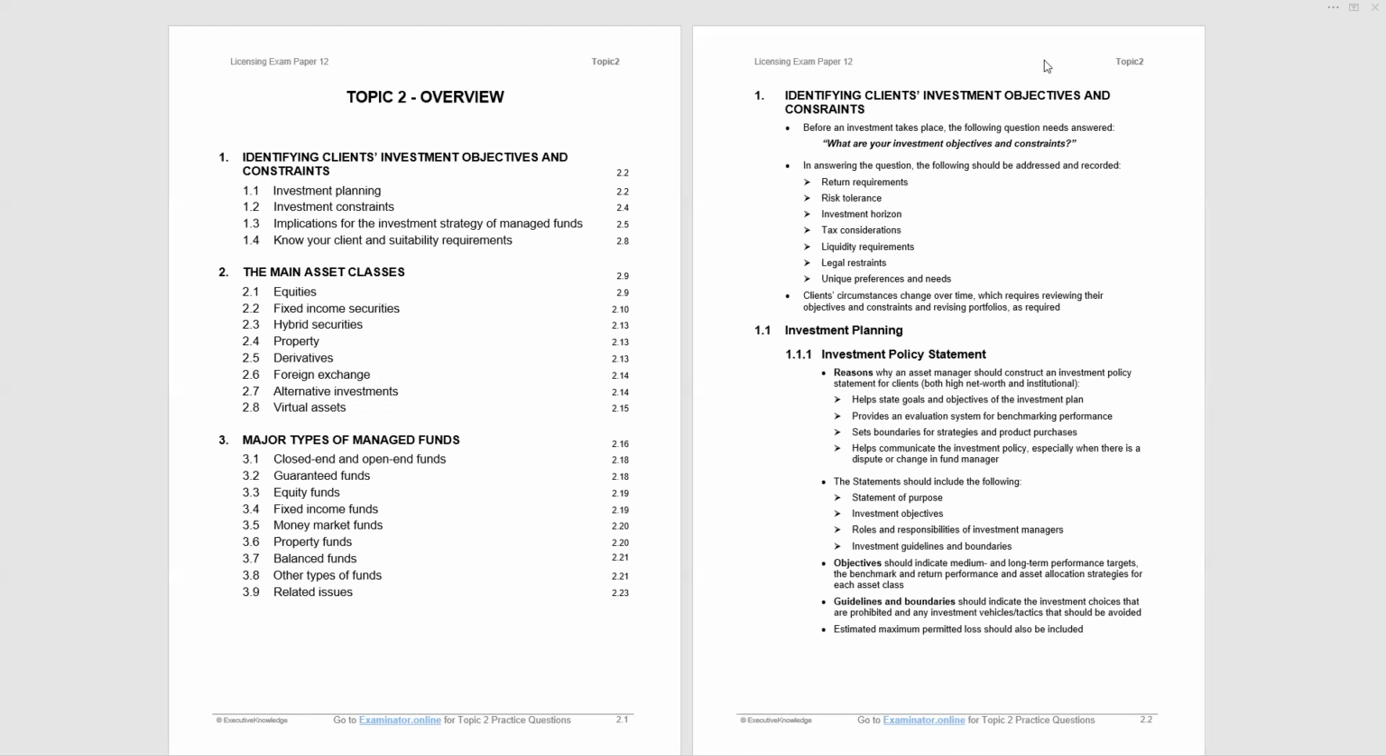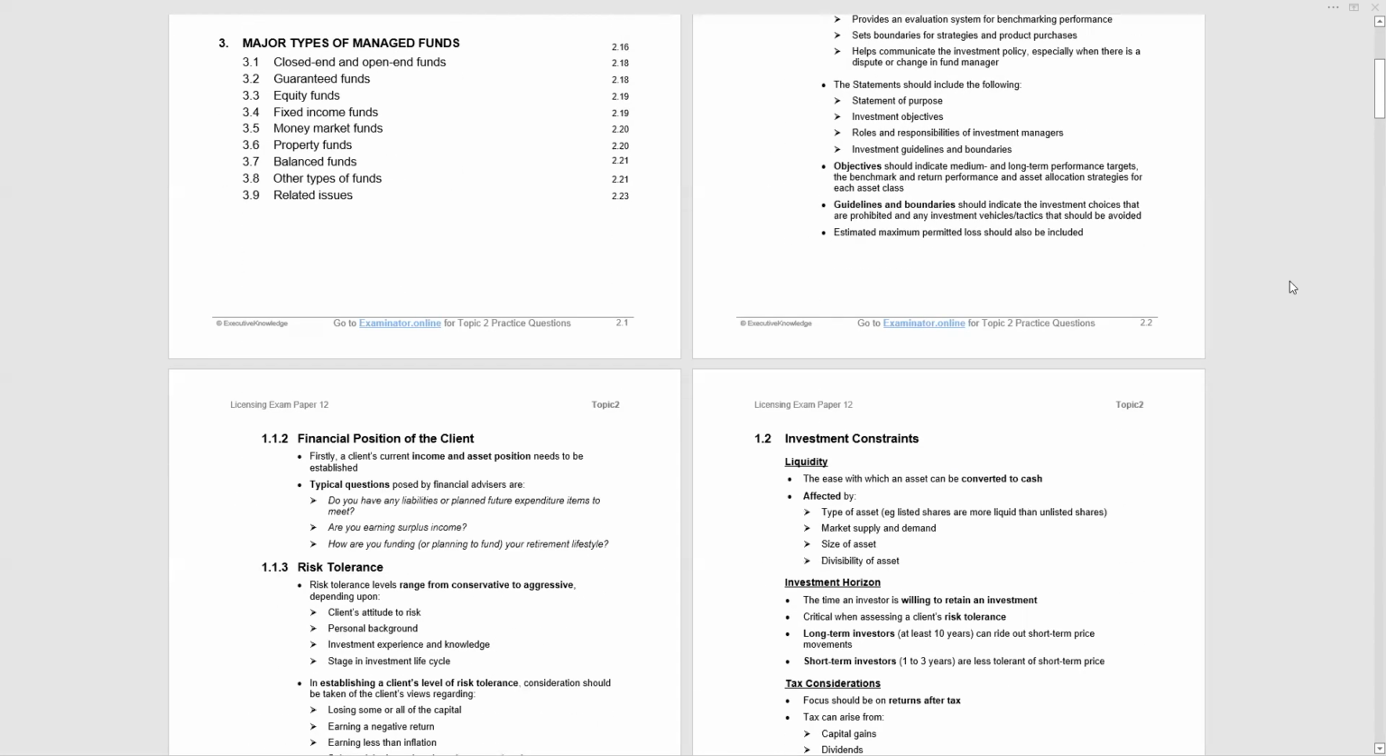The guidelines and boundaries should indicate the investment choices that are prohibited, and the investment vehicles and tactics that should be avoided because of the investor's requirements. Estimated maximum permitted loss should also be included. So an investor should come up with the maximum loss that they would still be comfortable with. And obviously that is a very personal aspect.